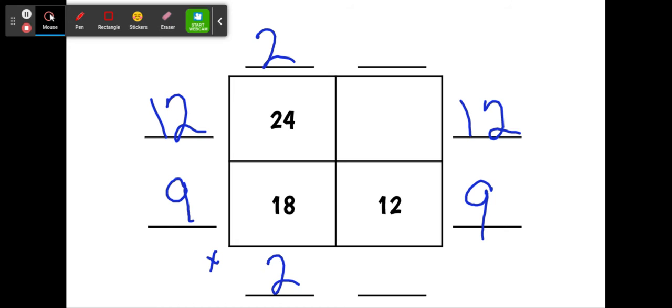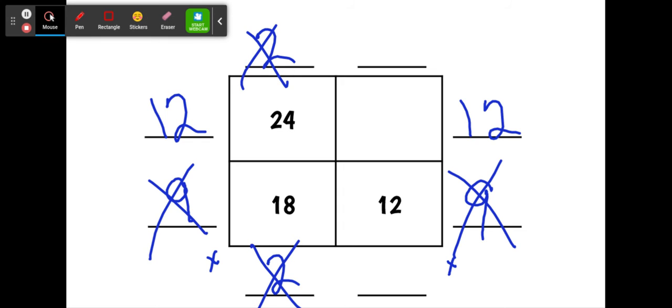Because if 2 times 9 is 18, and I move the 9 to the other side, I have to ask myself 9 times what is 12? Well, if I skip count by 9s, 9, 18, I skip over 12. 9 is not a factor of 12. So I can't use 9 there. But since 2 times 9 is 18, that also tells me I can't use 2.